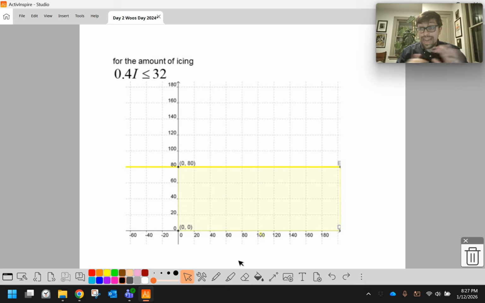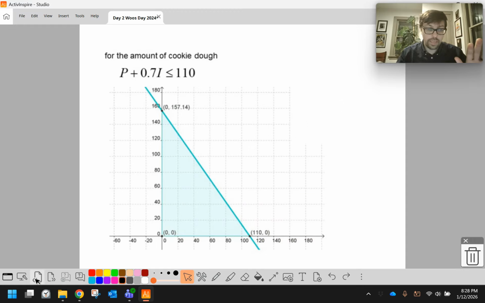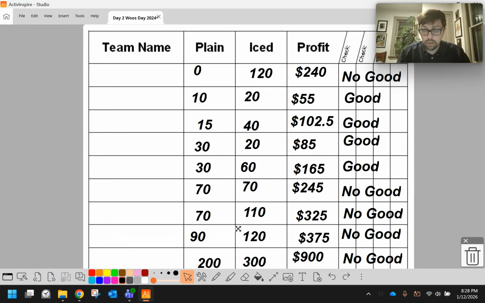And then if we're just thinking about icing, based on this icing, we only have one variable, I. So we could divide both sides by 0.4. 32 divided by 0.4 gets us 80. So at best, the Woos can only make 80 dozen iced cookies, no more. That's why some of these options on this table just don't work. Down here, the most iced cookies we can make is 80. So we can't do any of these, and we can't do this one up top because we just don't have enough icing. This one still seems good. We could make 70 dozen iced cookies, but there must be some other constraint that's keeping us from being able to make 70 plain and 70 dozen iced cookies.